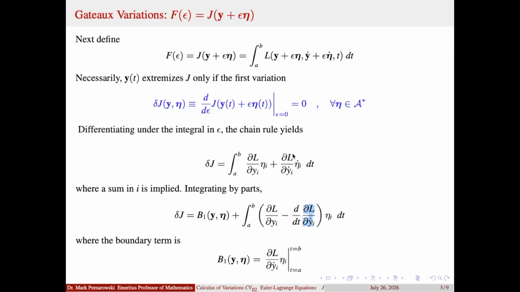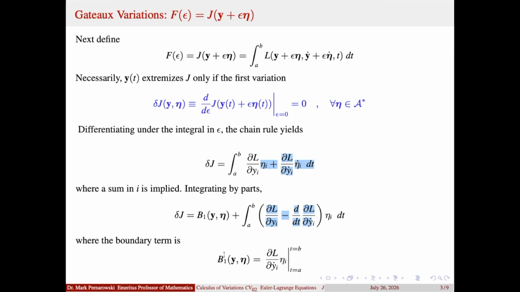And then there'll be a boundary term when you do integration by parts, and that'll be simply this term without the dot on the eta, evaluated at t is equal to a and t is equal to b. Namely, when I do integration by parts, there's a boundary term plus something times eta i's, and this is an implied sum over the i's. So I'll have a y1 term here times an eta 1 plus a y2 term times an eta 2, etc.